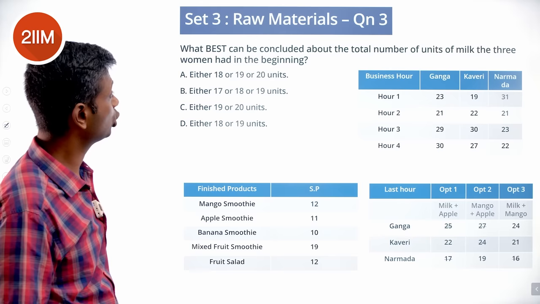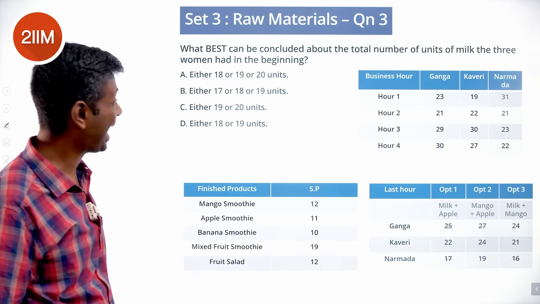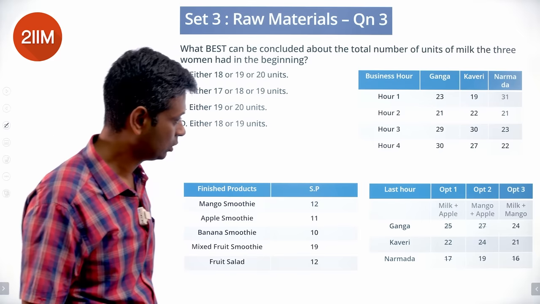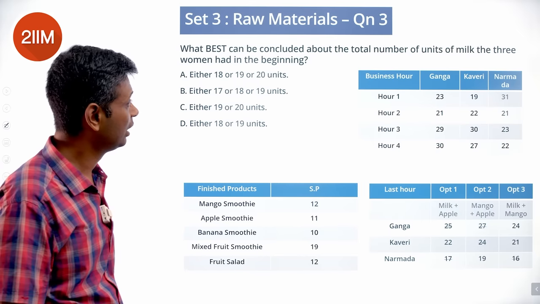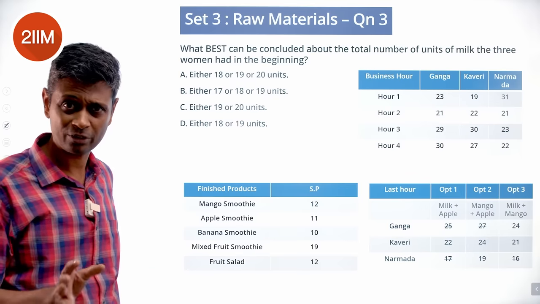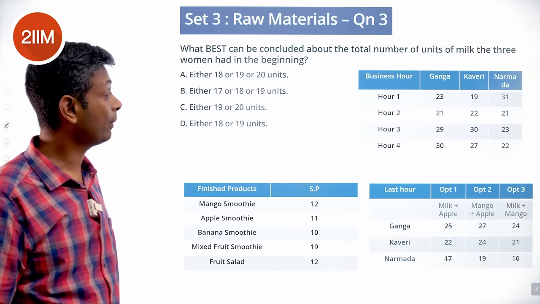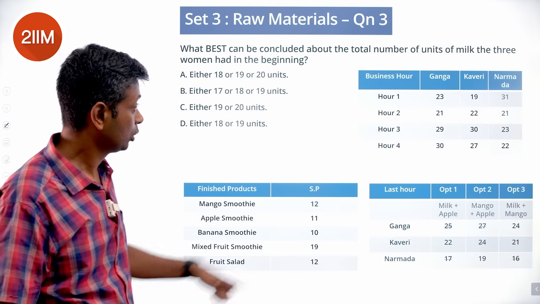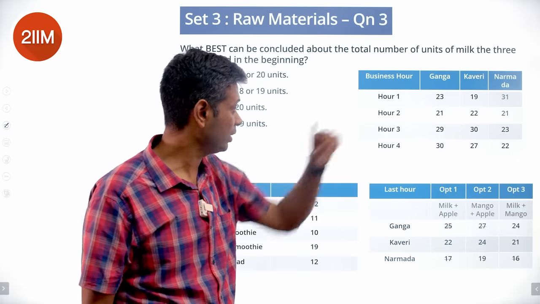What best can be concluded about the total units of milk the three women had in the beginning? And so, right at the beginning, what do they have? So it's a brilliant question. Takes a lot of time, but let's go step by step. 23, let's go one by one. 23 is 11 plus 12.